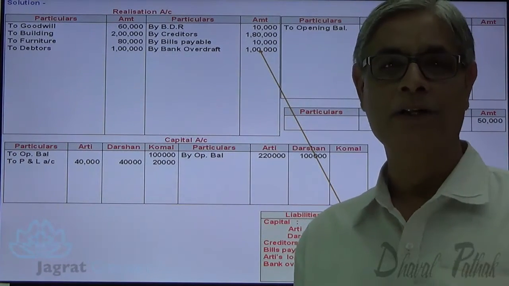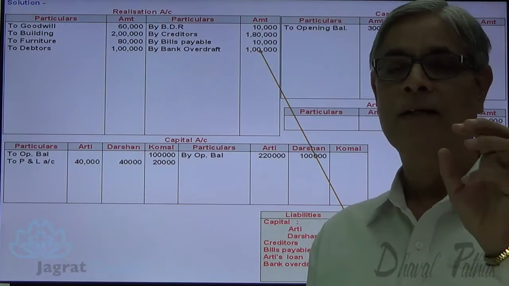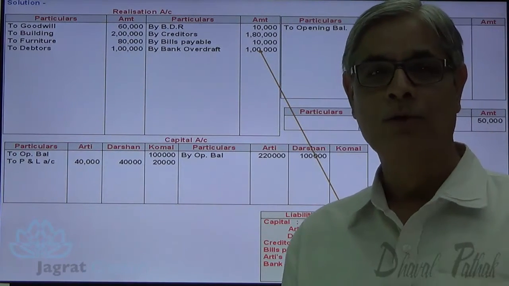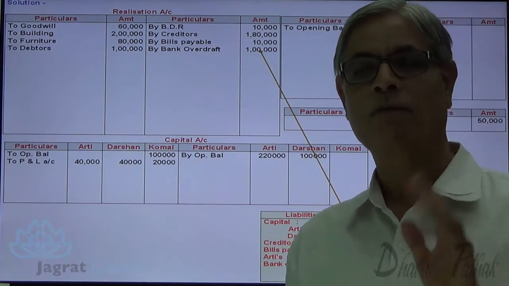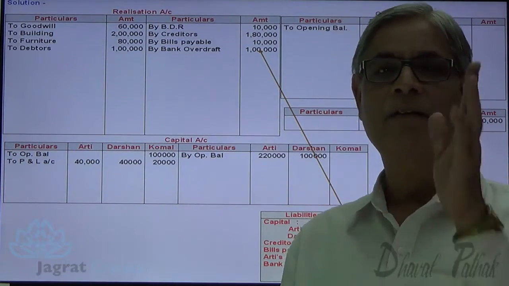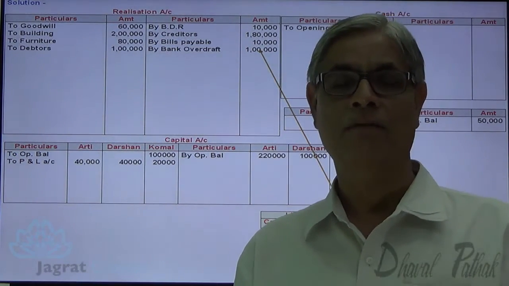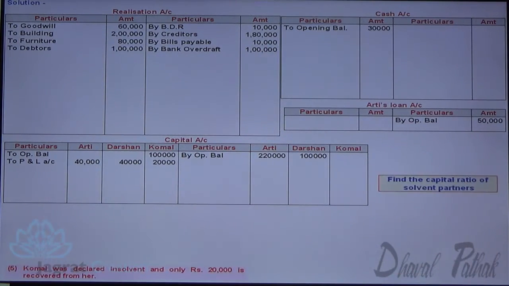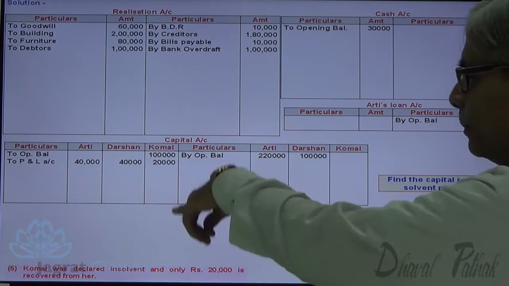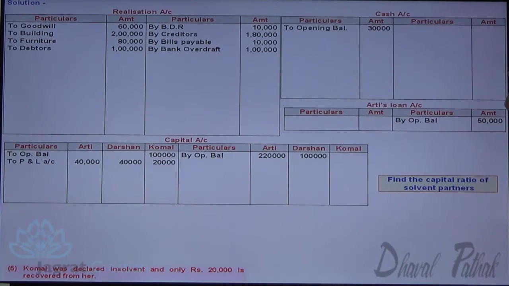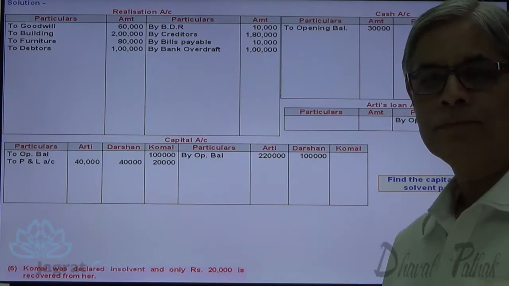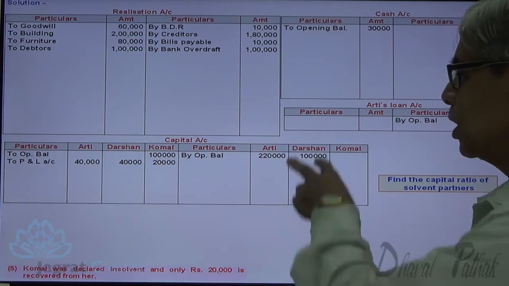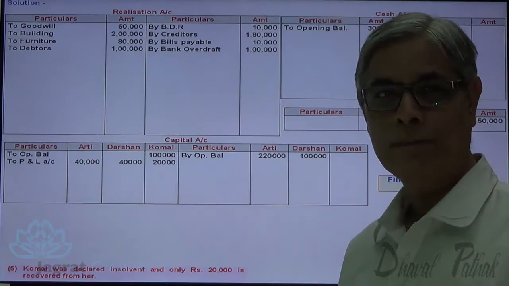After copying this balance sheet, I suggest that a student should immediately find out the capital proportion of solvent partners, because we are required to apply the decision of Garner versus Murray. So let me find out the capital ratio of solvent partners. Komal is an insolvent partner. Solvent partners are Aarti and Darshan. Let me find out the capital ratio of solvent partners as on the date of dissolution.